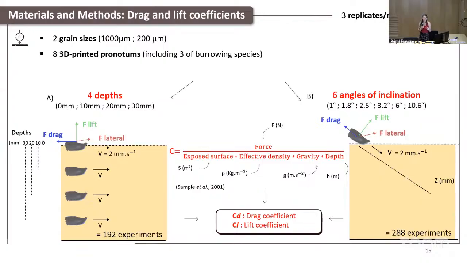These coefficients reflect how streamlined the object is. Lower coefficients mean less resistance, so more efficient movement into the substrate. Here we have the measured force, the exposed surface of the model, the effective density rho of the substrate, the gravity, and the depth.